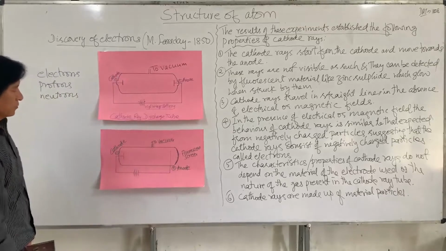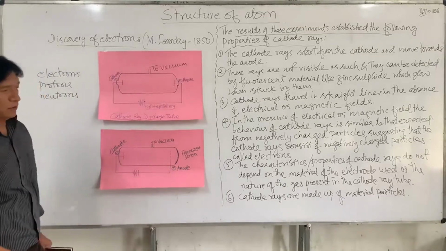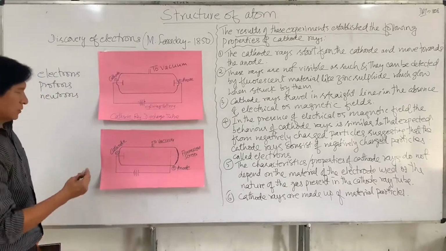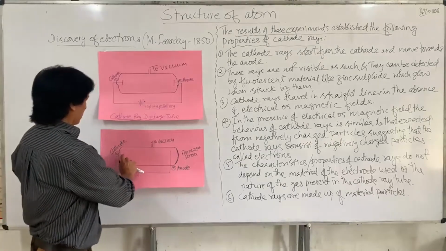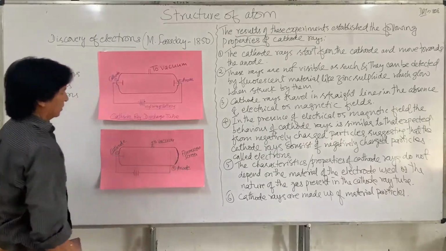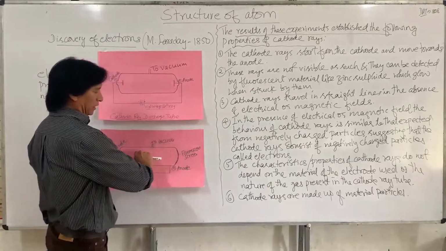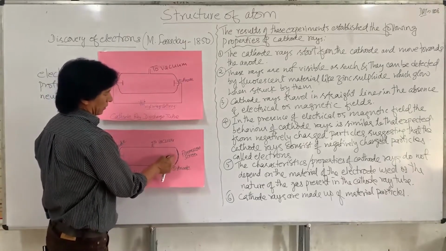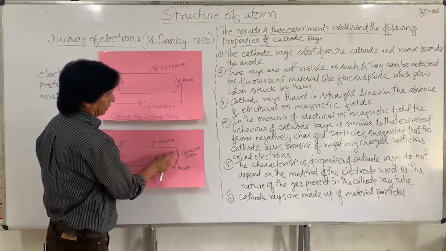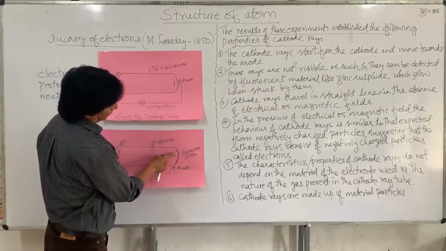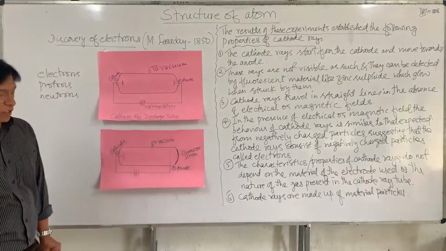That's because when these charged particles started moving from the cathode towards the anode, some of these particles passed through the holes and then struck the portion of the tube behind the anode here, and it started giving sparks or flashes of light there.